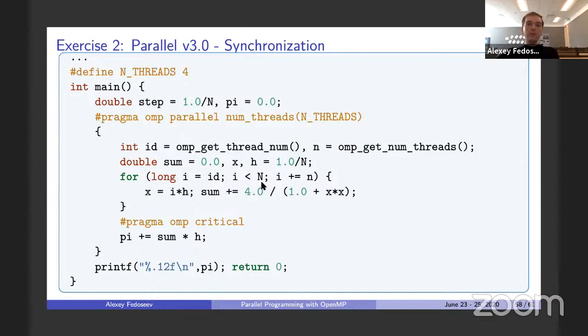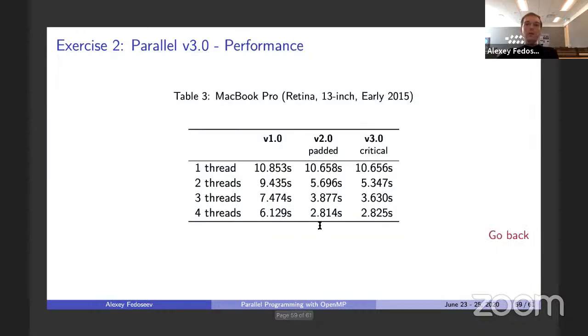If I compare the results in performance, you can see that the padded version and the one with the critical section are quite similar. It's still very, very fast compared to our first approximation. And it's as good as the padded version, but you can see the code is cleaner. Any questions so far?